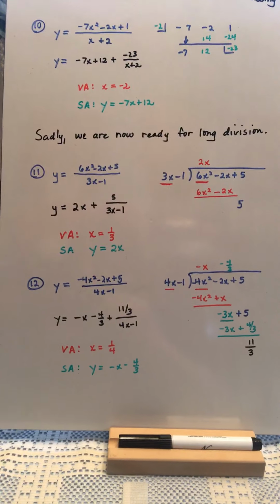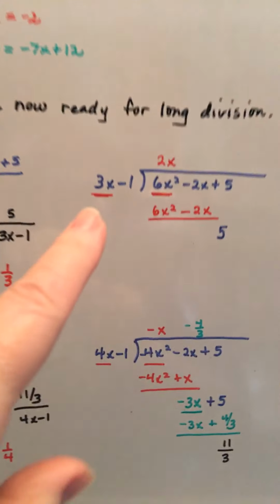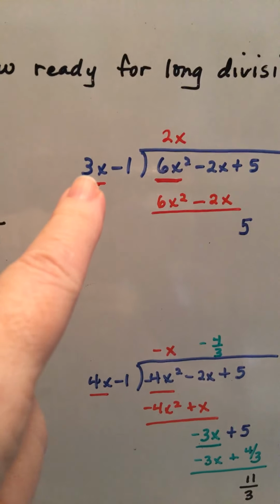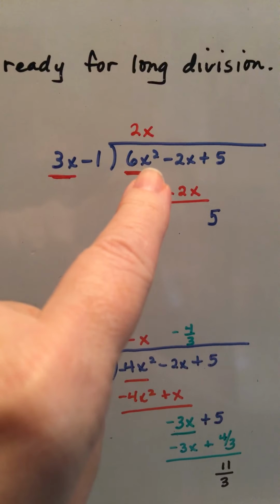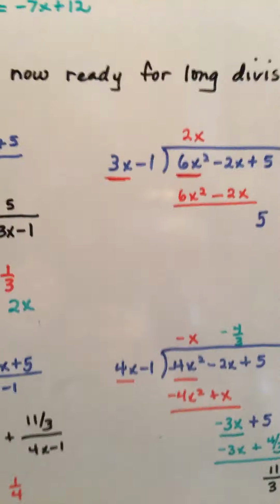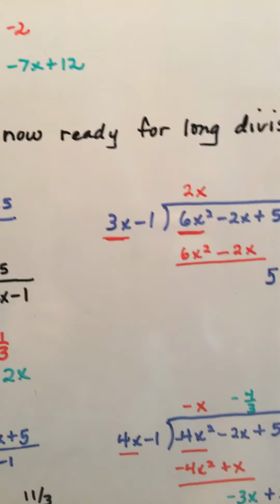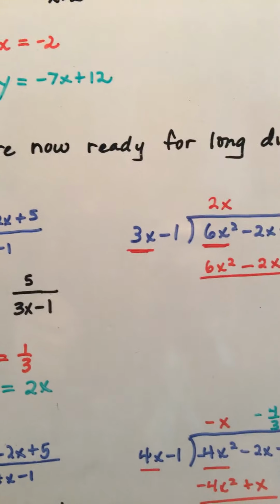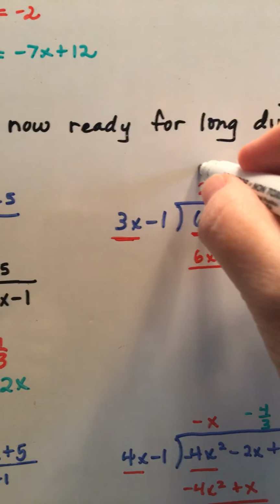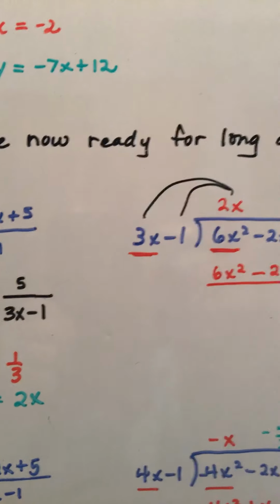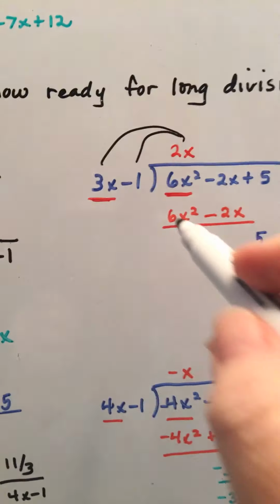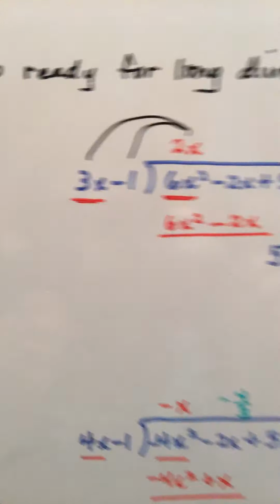Now, sadly, we are ready for long division. And in long division, it's just painful. You set it all up. What's missing? What does 3x need to turn into a 6x squared? It's a 2x. Now, what do I have to do with that 2x? I have to distribute it times both terms. So I got 6x squared minus 2x.